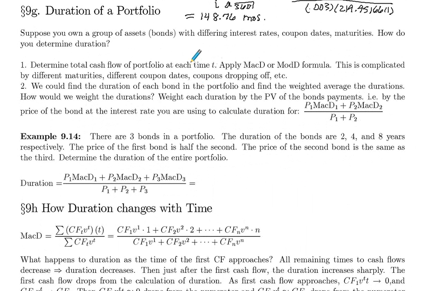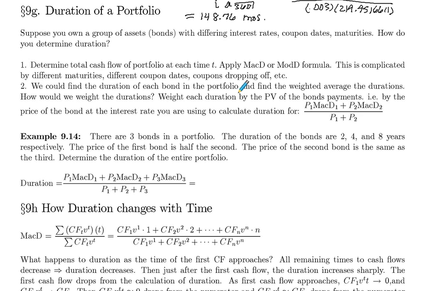Okay, now let's consider duration of a portfolio. What if you have a whole group of assets, say a whole bunch of bonds that had differing effective rates and different coupon dates and different maturities? How are you going to figure duration for that? Well, a couple of possibilities here. You could look at your total cash flow of the portfolio at each time and apply your MACD or MOD formula, whichever one you're interested in. But that's going to be complicated because you've got all the different maturities and different coupon dates, and then coupons will be dropping off as they're paid, and so that can get very complicated very quickly.